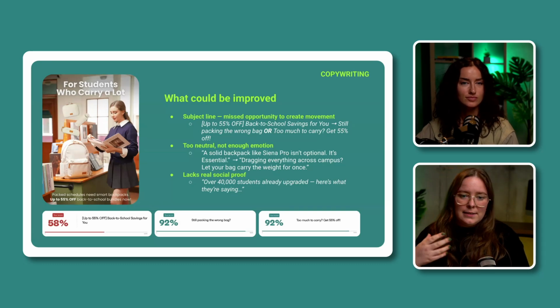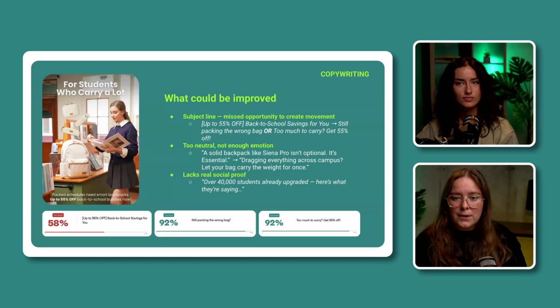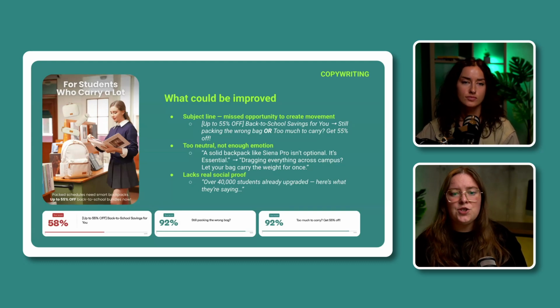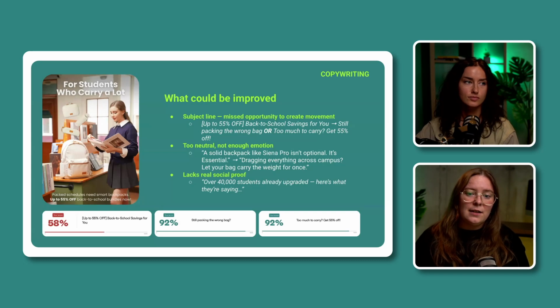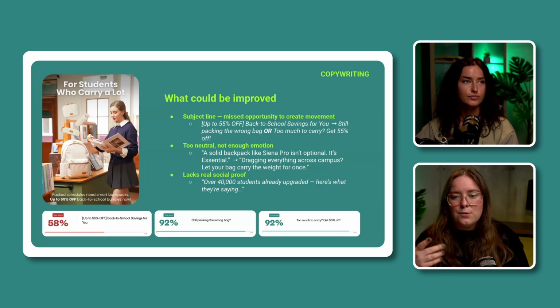Also, it lacks real social proof. They mention bundles, show products, but there's no testimonial, no rating, no quote, which kind of weakens the trust, especially for new buyers. Even one line like "over 40K students already upgraded, here's what they're saying" would unlock both authority and social proof.